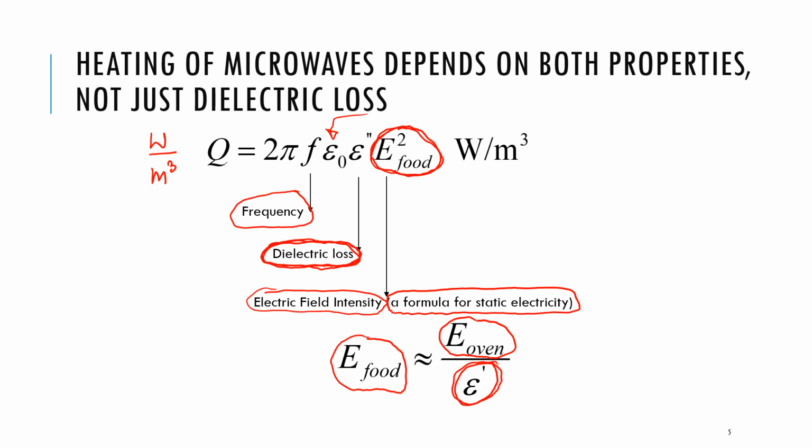So the point being made here is that heating depends on both properties, not just dielectric loss. It depends on both epsilon double prime, the dielectric loss, and epsilon prime, the constant. So this is the loss, fully called the loss factor, and this is the dielectric constant. Okay.